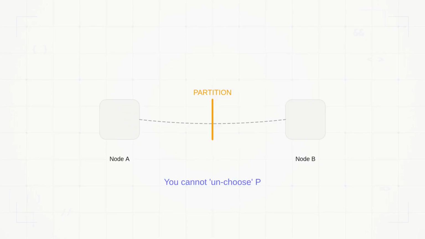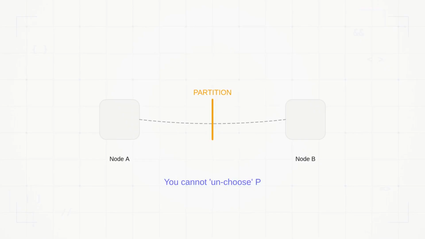The biggest lie of the CAP triangle is the suggestion that you can choose CA, consistency and availability, without partition tolerance. In a distributed system, a partition is not a choice you make, it's a condition that happens to you. If your nodes are connected by a network, that network will eventually fail. Routers reboot, cables are cut, and congestion happens. When a partition occurs, you are forced into a choice. Do you stop accepting writes to remain consistent, or do you keep serving requests and risk divergence?